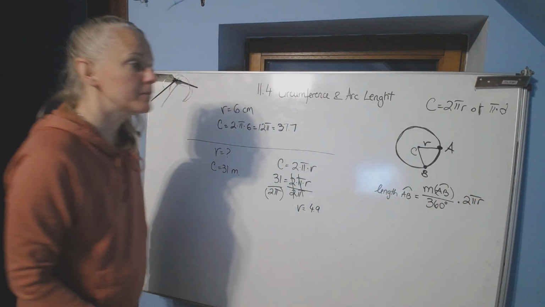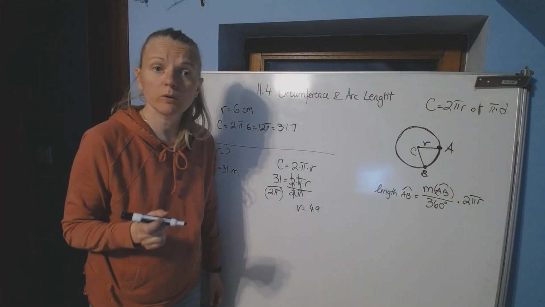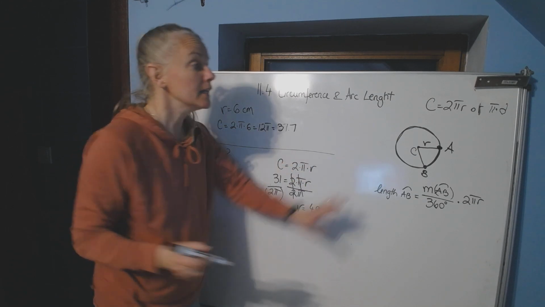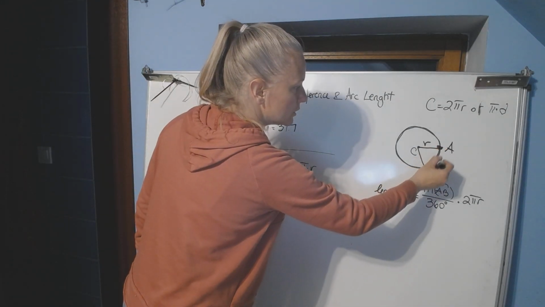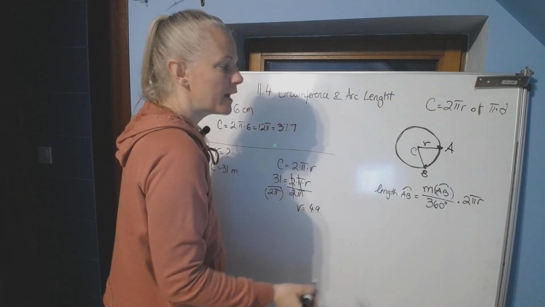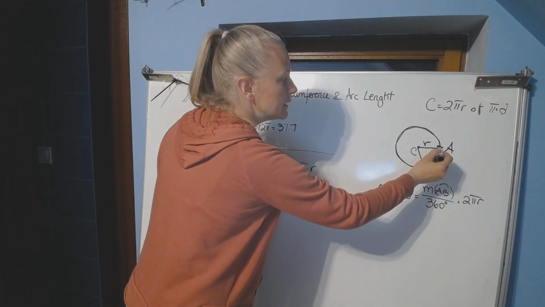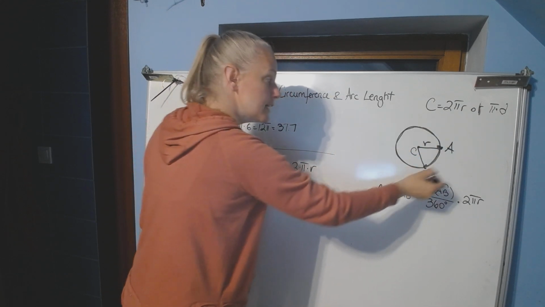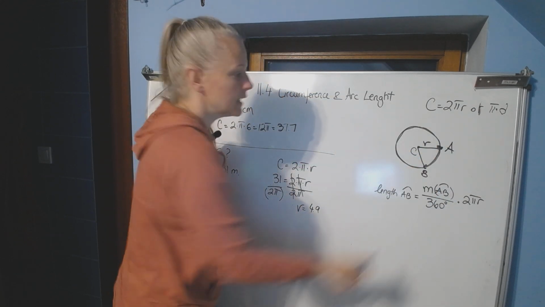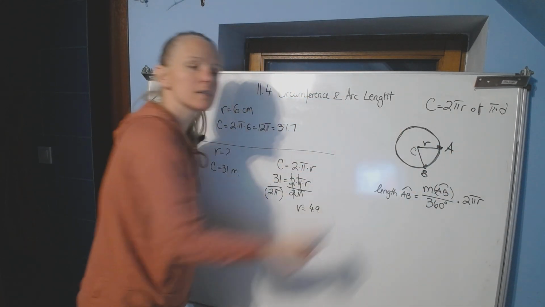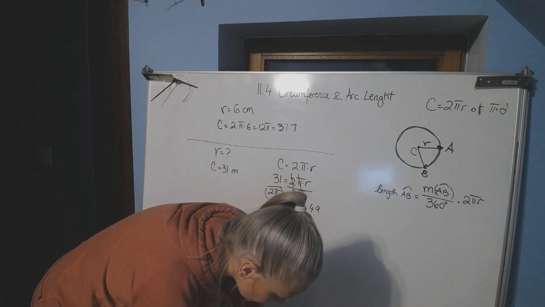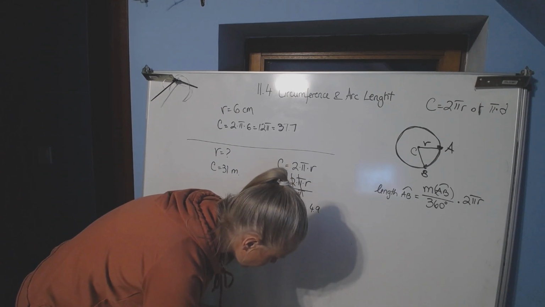Please don't panic about this. Most of this information will be given to you, but this is why I'm saying this needs to be on your cheat sheet, okay? The length from here to here is found by finding the actual degree measurement of this arc divided by how much the circle has in degrees, 360, times the circumference of that circle. So let's look at physical problems that deal with this.